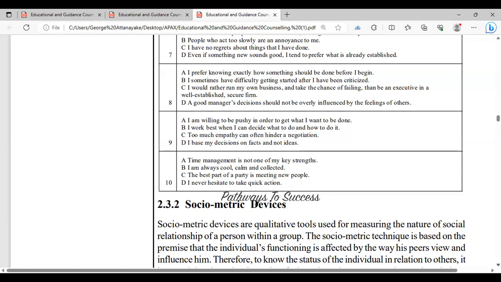Yes, what's your response? A. I feel like I do lots of homework before I start anything. That's me. Normally, it's a good thing. I prefer knowing exactly how something should be done before I begin. That's good. Okay, next one, number 9.